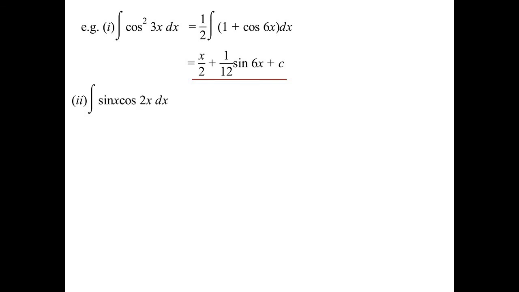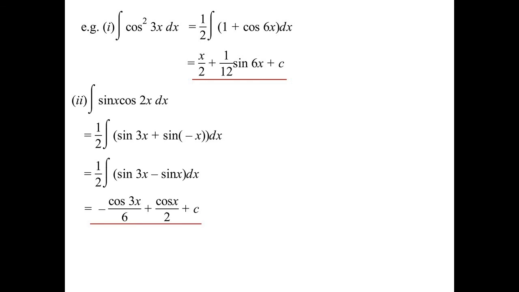Ooh, sine x cos 2x. Products to sums. A half sine cos must have come from the sine expansion. So it'll be sine a plus b, x plus 2x, 3x, plus sine a minus b, x minus 2x is minus x. But of course sine is an odd function. So that becomes sine 3x minus sine x. And now we integrate both of those. So that's using our product to sum idea.